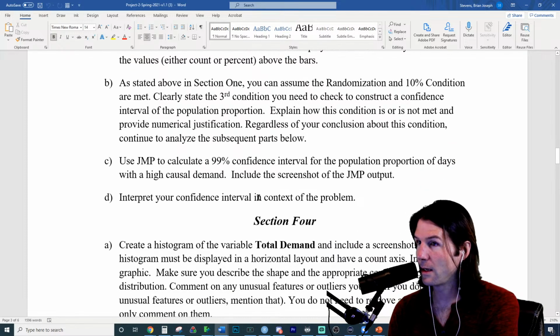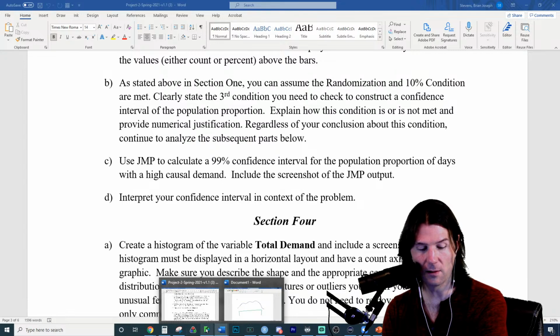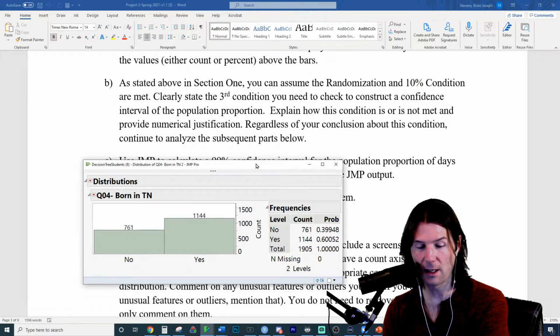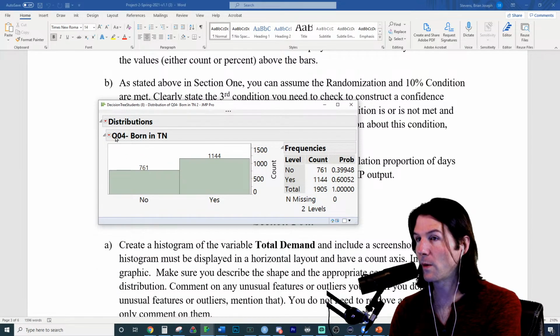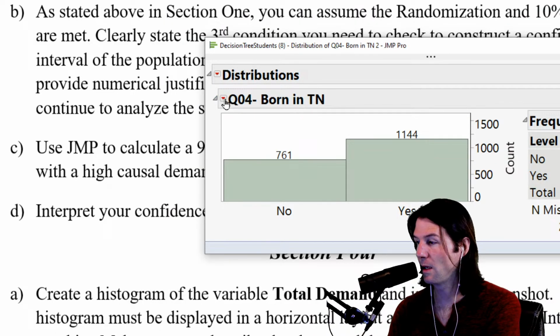Use JMP to calculate a 99% confidence interval, interpret your interval in context of the problem. Okay, let's get JMP to make the interval. So to make an interval right here, how do we make an interval? We go right here to this button. Let's zoom in on it. So we go right here to this button right here.